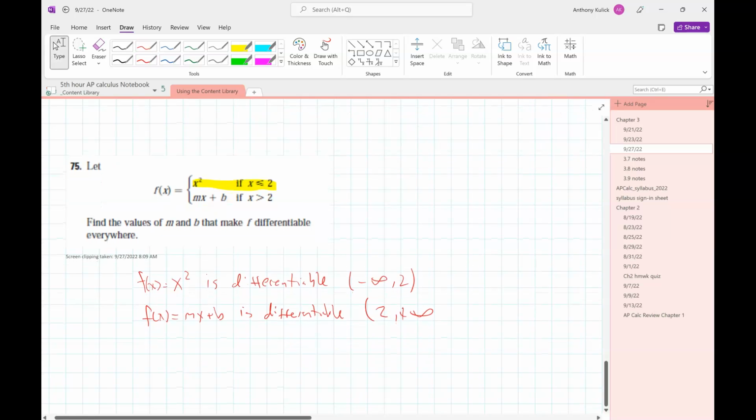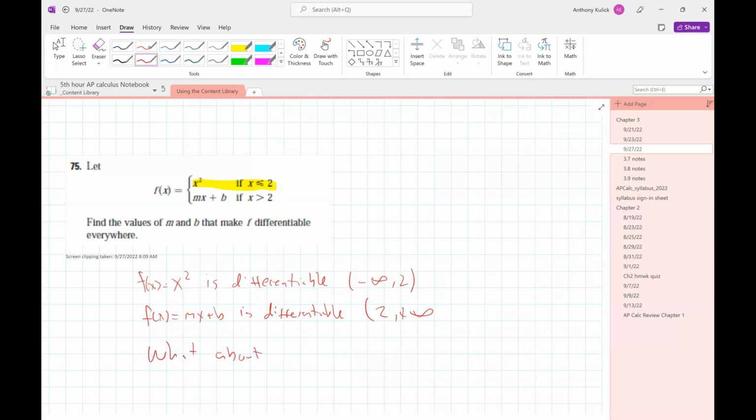The question is, what about when x is equal to 2, where those two things have to hook together, right? That's the place where I have to worry. Victoria, are you good with that so far? Okay.